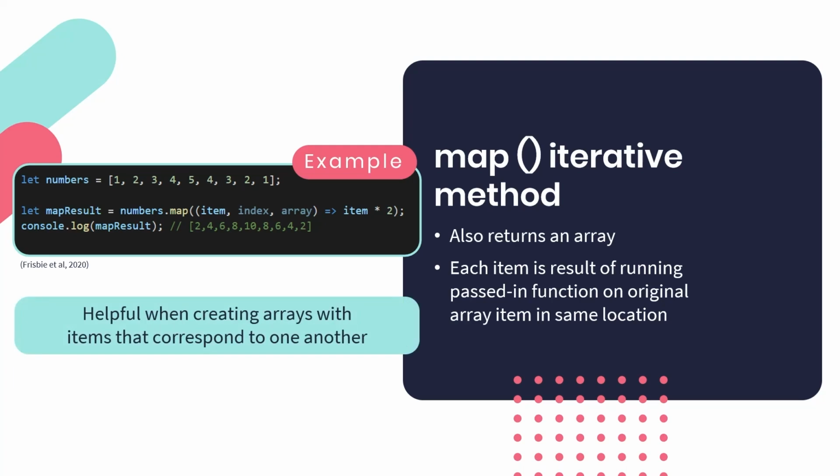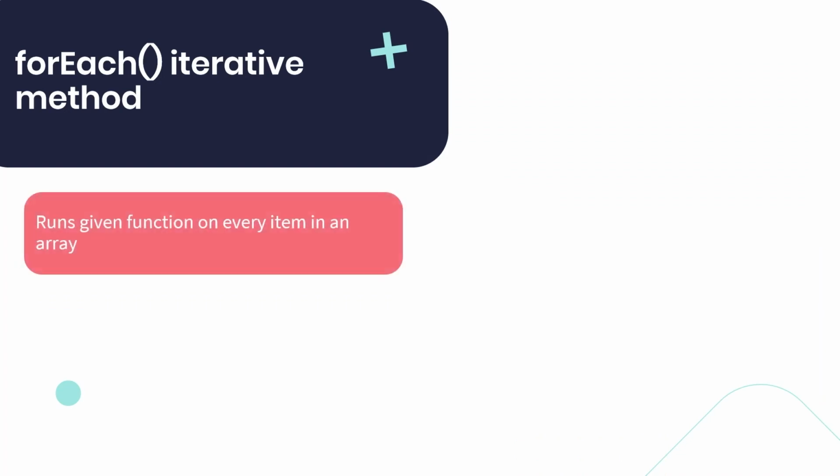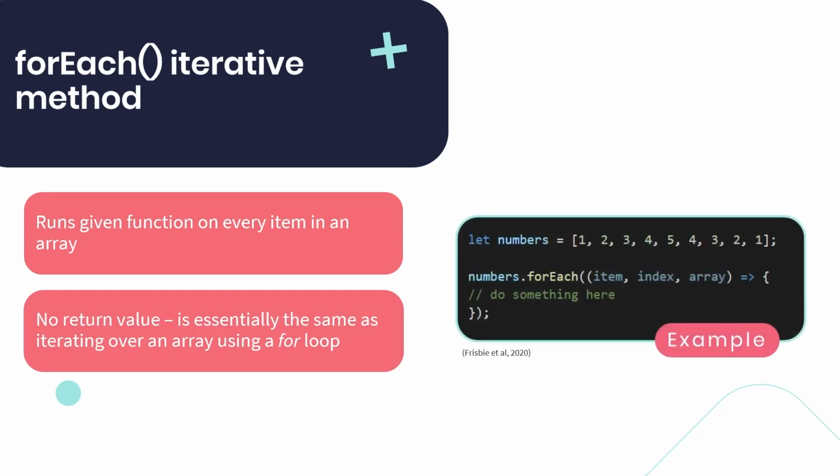The last method is forEach, which simply runs the given function on every item in an array. There is no return value, and it's essentially the same as iterating over an array using a for loop. Here's a quick example. In this example, the forEach function runs on every element in the numbers array and does something after each iteration. So as you can see, all the array methods that we've just discussed ease the processing of arrays by performing a number of different operations. That's pretty cool, huh?